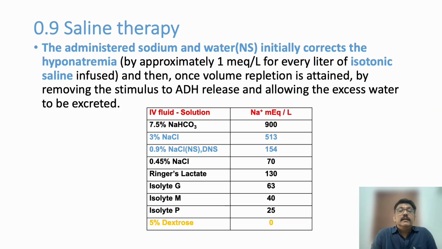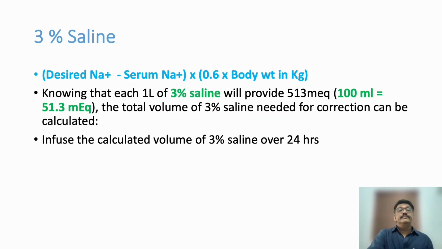But 3% saline contains 513 milliequivalents per liter, but it is available as only a 100 ml bottle. So it will be 51.3 milliequivalents in one bottle. So these values you should remember. Others are less important when we are treating hyponatremia. So 3% contains 513 milliequivalents per liter, available as a 100 ml bottle. 0.9% normal saline contains 154 milliequivalents per liter, but it is available as 500 ml saline.